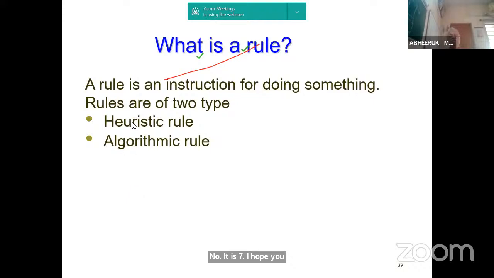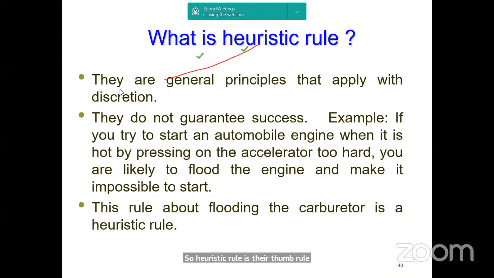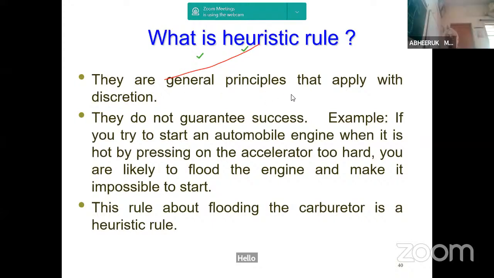So a heuristic rule is a thumb rule. Let us go to the next slide. There are general principles that apply with discretion. That means you have to apply them with judgment. It may work, may not work. Here is one example.